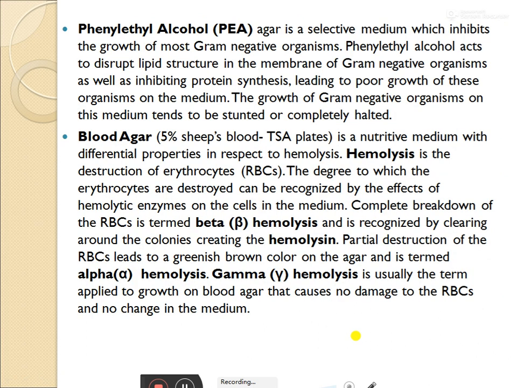Then there is phenyl ethyl alcohol agar, which is a selective media that inhibits the growth of gram negative bacteria and is selective for gram positive. The phenyl ethyl alcohol acts to disrupt the lipid structure in the gram negative microorganisms and inhibits protein synthesis. The growth of gram negative microorganisms on this media tends to be stunted or completely halted. Then blood agar media, it is nutritive media with differential properties with respect to hemolysis.